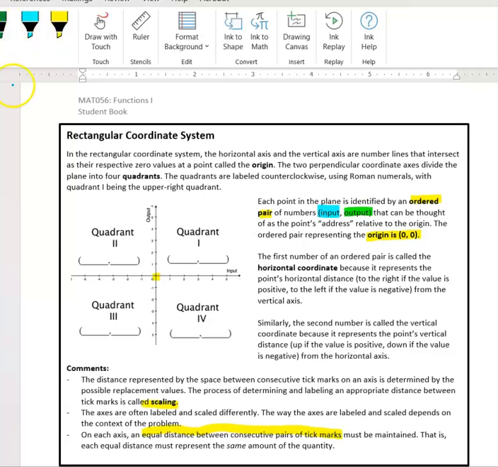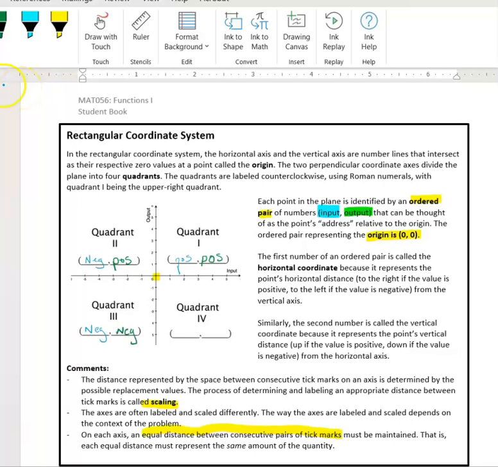So now let's look and identify. In quadrant 1, we have positive and positive. This is called the positive quadrant. In quadrant 2, we're going to go left, so this is negative, and then we go up, which is positive. In quadrant 3, we go left, which is negative, and we go down, which is also negative. So this is the negative, negative quadrant.